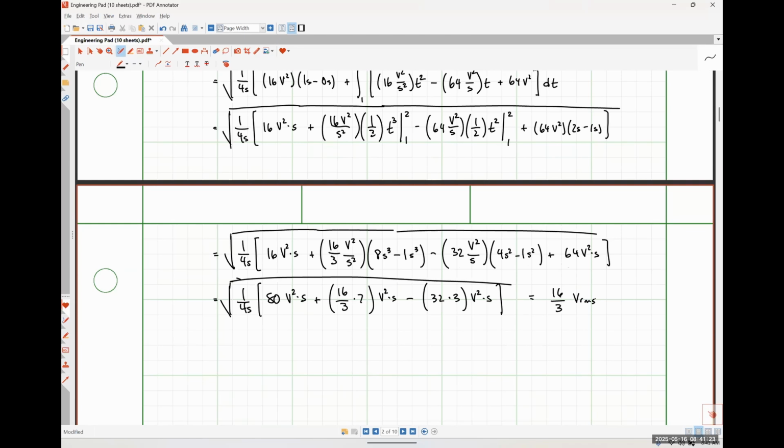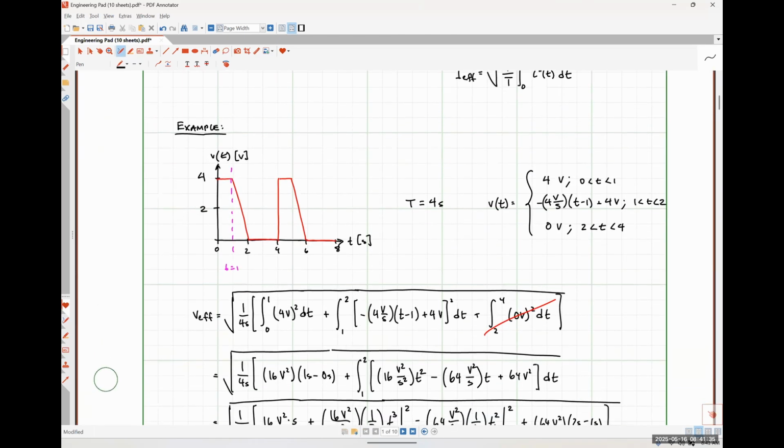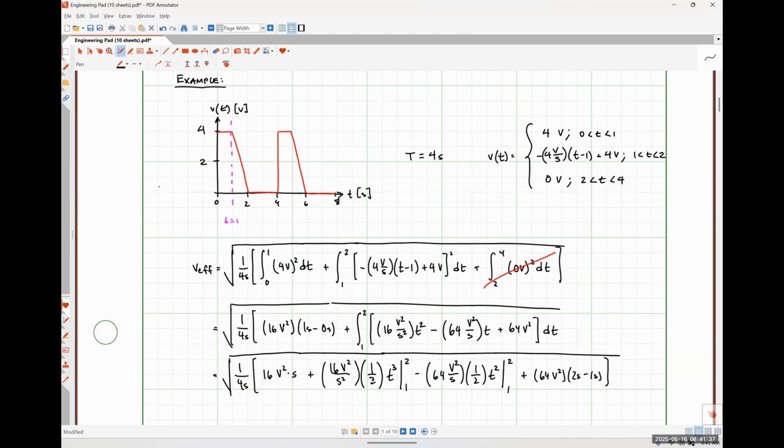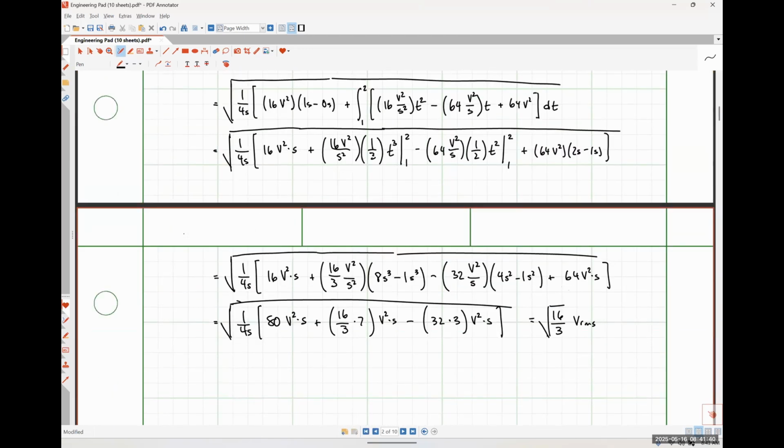Yeah, that seems too large. Thank you for that. So square root of 16 thirds. Yeah, because 16 thirds is a little over 5, and there's no way in hell the average or the effective value of this thing should be larger than 4. That's impossible. So I totally just forgot the square root. Thank you for that. So let me just do the square root of that answer real quick. And so that comes out to be approximately 2.309 volts RMS, which makes more sense.